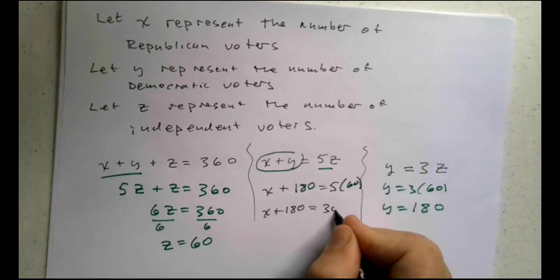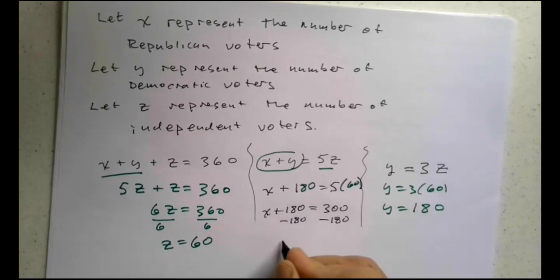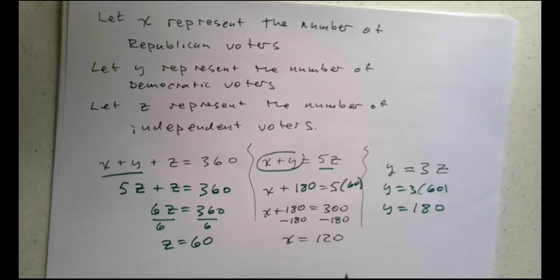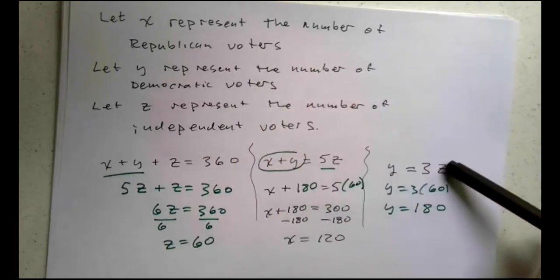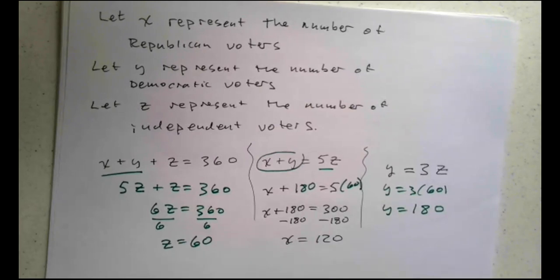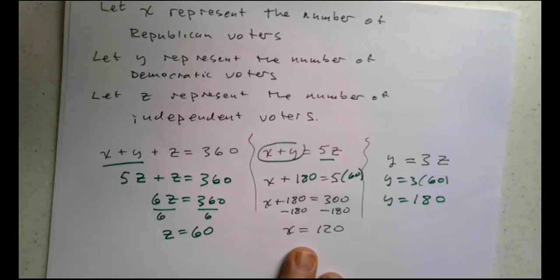5 times 60 is 300. Subtract 180. And we get x is 120. But remember, we wanted to define the variables, we've done that. We wanted to define the equations, we've done that. We wanted to solve the equations, we've done that. Then we have to go ahead and express our solutions in words. So x is 120, 120 is the number of Republican voters.